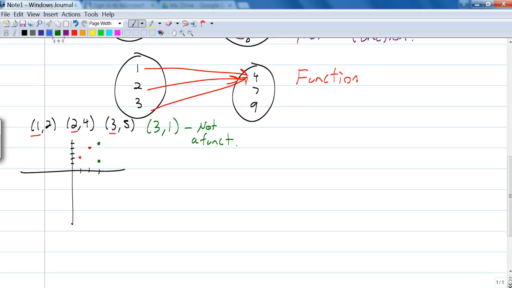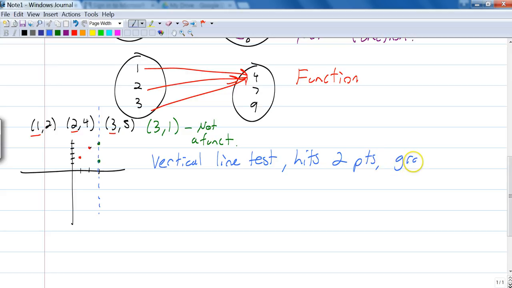There's a quick way to determine if a graph is a function or not. If you have a bunch of lines, you can quickly see by drawing a vertical line. This is called the vertical line test. So if you do a vertical line test and it hits 2 points, then the graph is not a function. So you have that you can do. And I think that's all we really have to talk about in identifying what a function is.